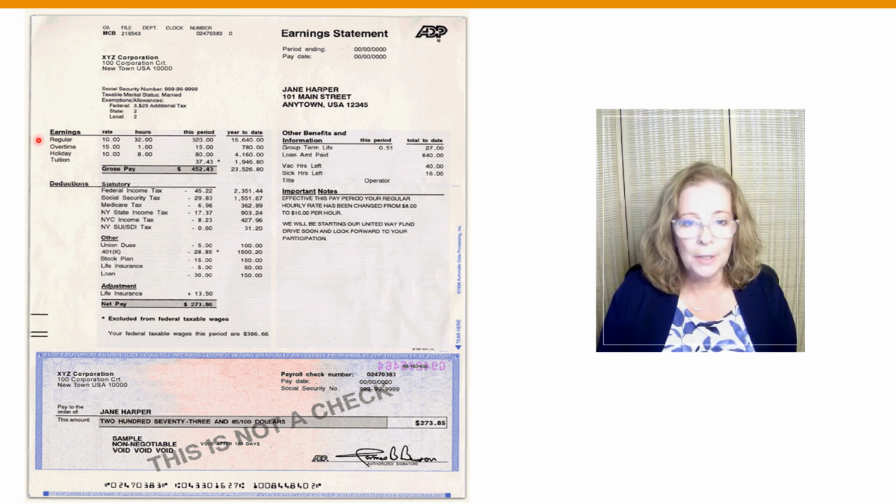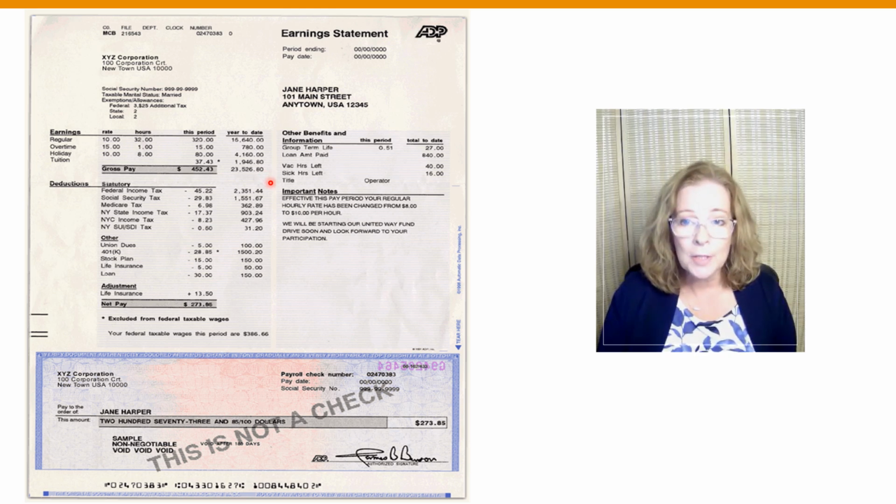In the earnings section, we see regular pay, overtime, holiday pay, and tuition, which looks like tuition reimbursement that the employer provides. In the deductions section, we can see federal income taxes, Social Security tax, Medicare tax, New York State and city taxes, as well as union dues, 401k, stock plan, life insurance and loan deductions, and there's also life insurance adjustments. In the other benefits and information section, we see a payment for group term life, the year-to-date loan payment amount paid, as well as vacation and sick time hours left, and Jane Harper's title, which is operator.